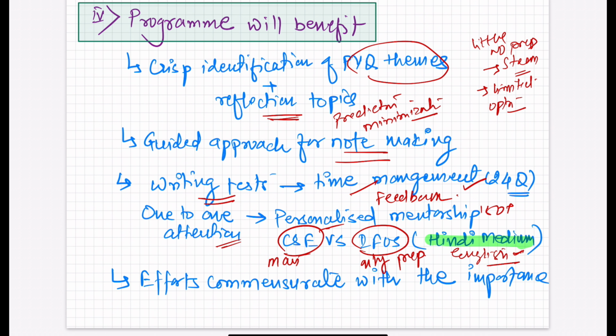And last but not the least, this program will ensure that your efforts are actually commensurate with the importance. Like I've said earlier, the 300 versus 400 conundrum. So if there is a paper of 300 marks and we have the potential to score 150 plus here, which is almost greater than 50% marks, your efforts must be commensurate with the importance that we have. And our program is entirely based on having your efforts, your intention, and your approach commensurate with the importance, the centrality, and the respect that the GS paper deserves.